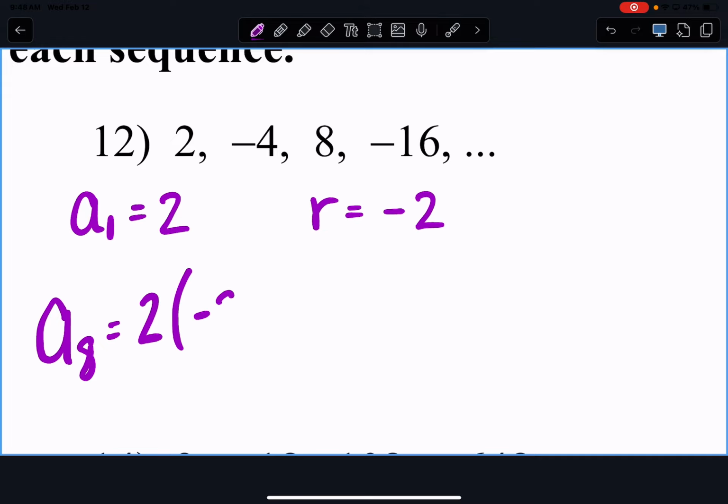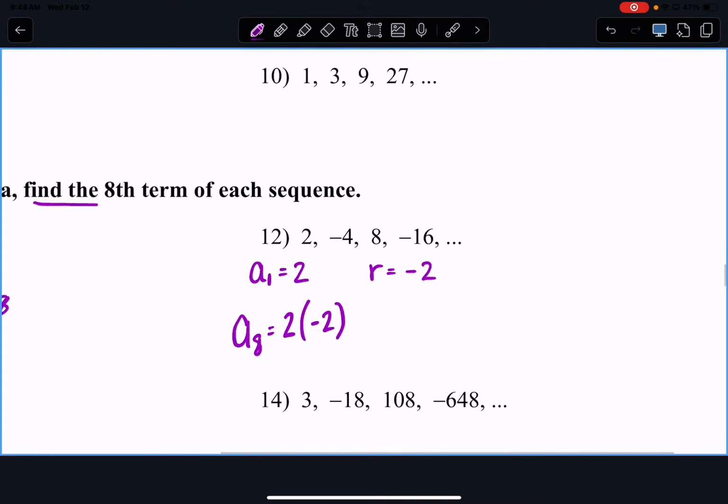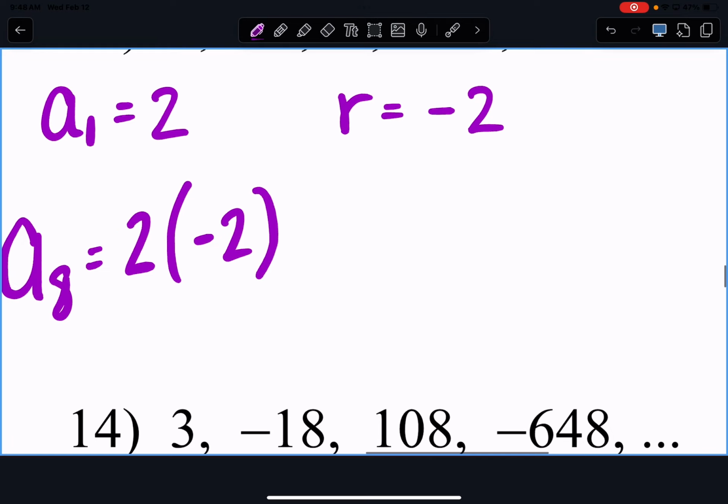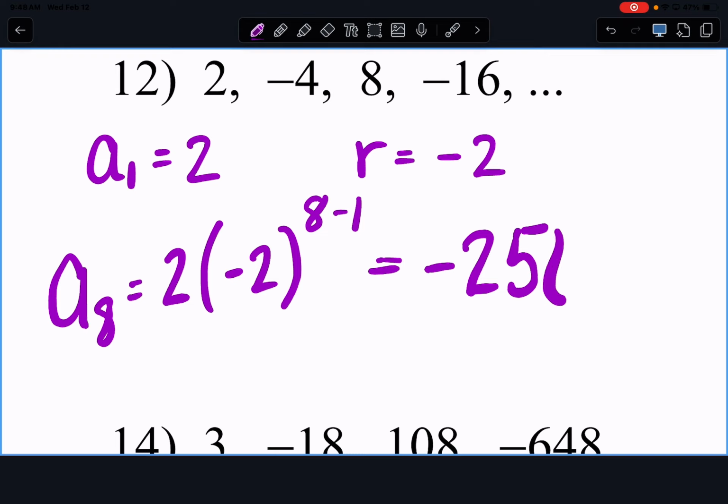That's from our question. At the top, it tells us to find the 8th term. And then it'll be to the 8 minus 1. So we just go ahead and plug in. And that is all we got to do. Okay, and you are responsible for finishing that page.